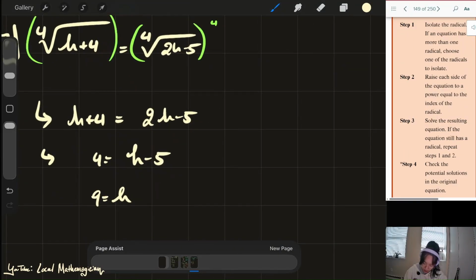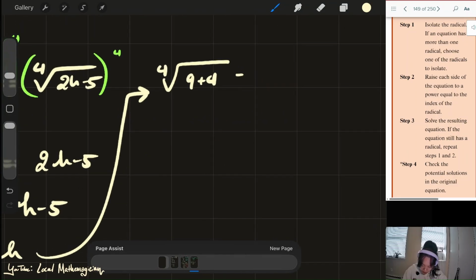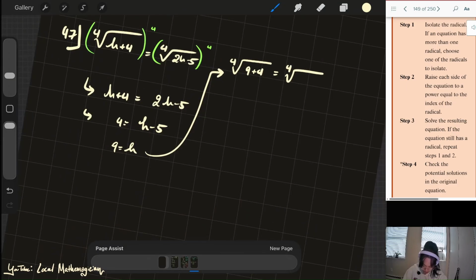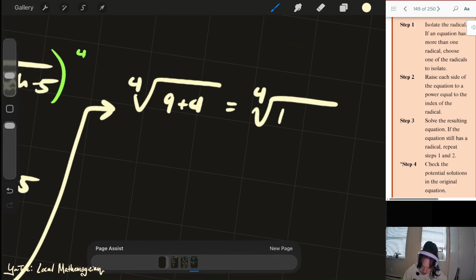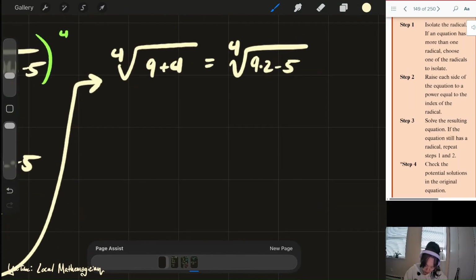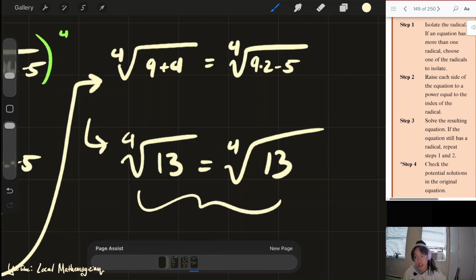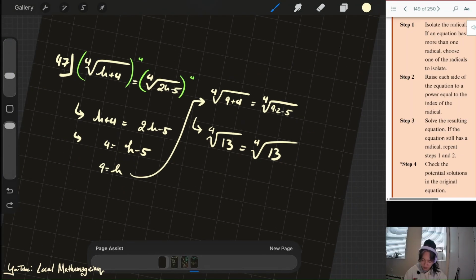Check your solutions. You're going to say the fourth root of 9 plus 4 is equal to the fourth root of 9 times 2, which is 9 times 2 like that, right? Okay. I don't know what the fourth root of 13 is, but that's okay, because you can just compare the left and the right hand side like this. 9 times 2 is 18. 18 minus 5 is 13. Who cares what this number is, because they are the same number. Yeah? Okay.